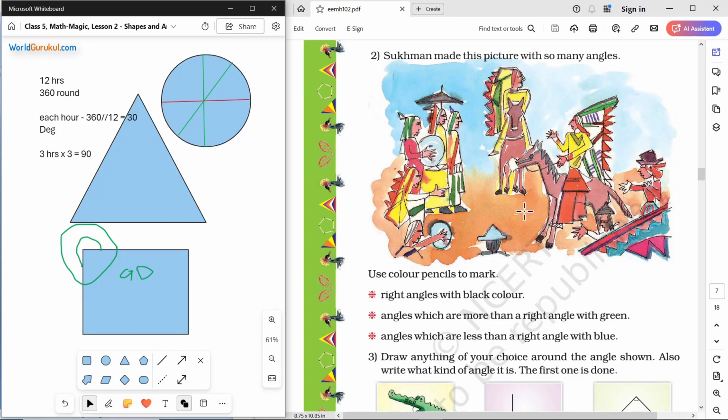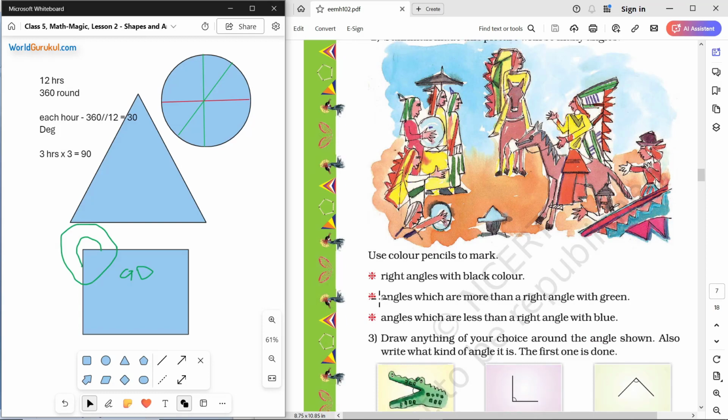This is some tribal picture, and you have a task here. Mark right angles with black color. Do you see right angles anywhere? So here we see some triangles. They are less than a right angle, less than 90 degrees. And here we see some rectangles. Yeah, they are right angles here. Inside angles are approximately 90 degrees. And don't worry about the perfectness. I just want you to identify the angles and the shapes.